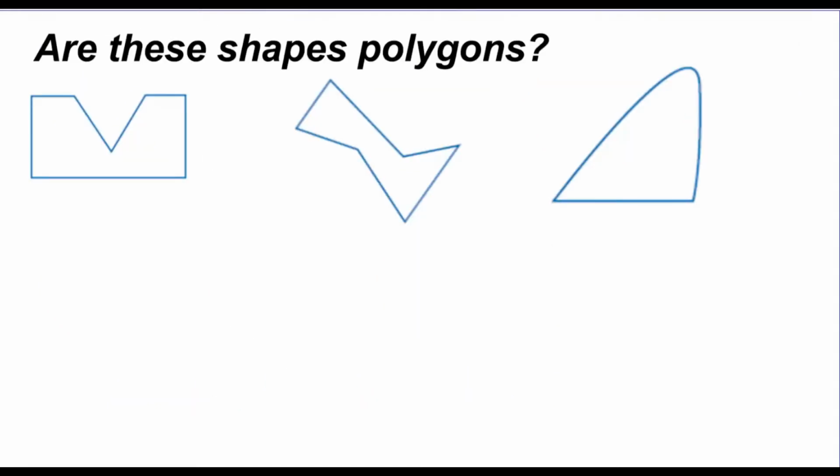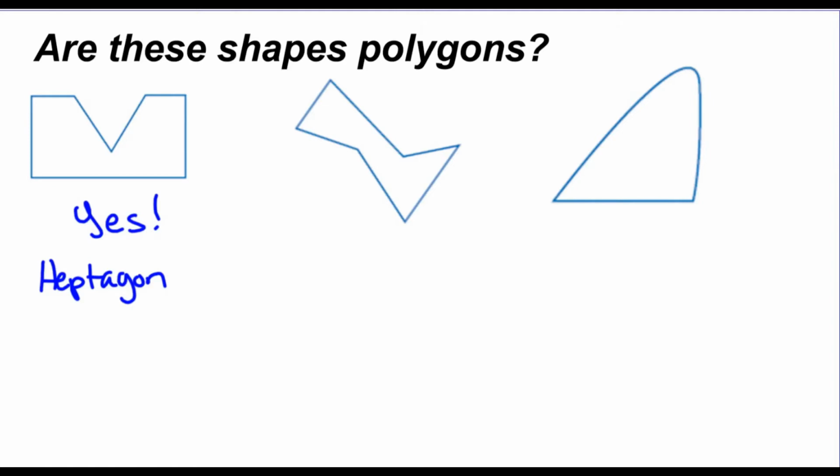Are these shapes polygons? Well, looking at the first one, all the sides are line segments, they are connected, and there are no overlapping sides, so yes, this is a polygon. What kind of polygon is it? Well, if you count the number of sides that it has, 1, 2, 3, 4, 5, 6, 7 sides, so this would be classified as a heptagon. Sometimes called septagons. Hepta and septa both mean 7.